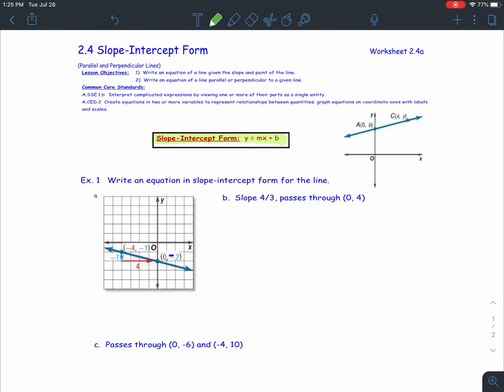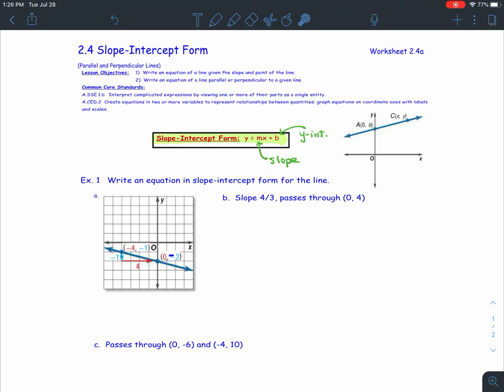Slope-intercept form is when your equation is solved for y. The coefficient in front of the x, which is where the m is here, that's considered the slope. And the constant, which is the b here, that is the y-intercept. So our goal on all of these problems today is going to be to take the information they give us, whether it's a graph or just some other pieces of information, and write the equation in slope-intercept form.